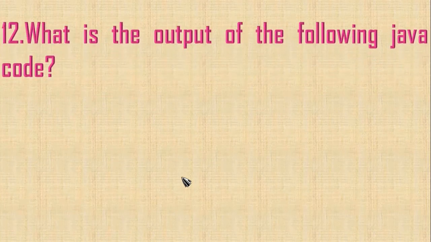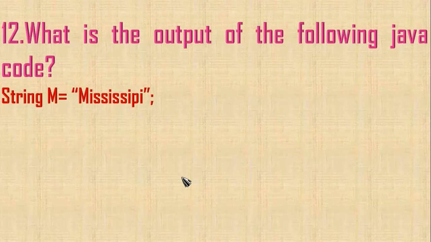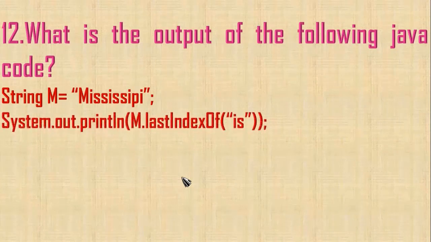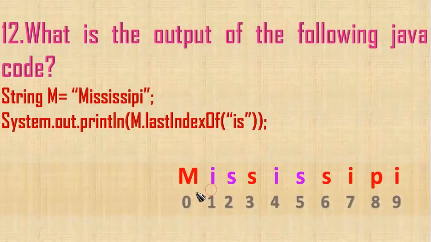What is the output of the following Java code? String m is equal to Mississippi. So printing statement m dot last index of "is". So let us write the index numbers first. So we are having index starting from 0 to 9. We are finding the combination of I and S.